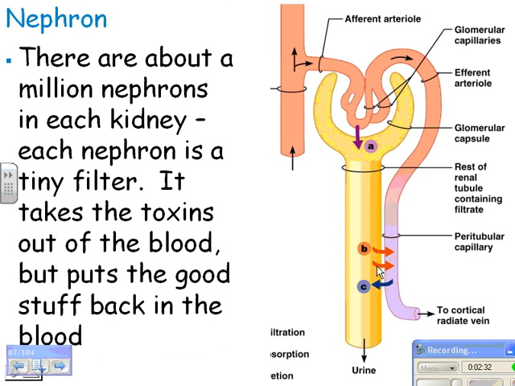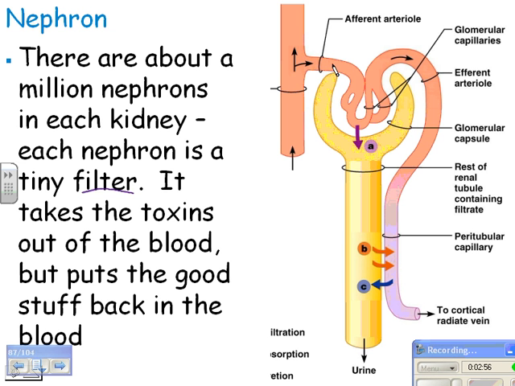So here's one of those millions of filters called a nephron. So there are about 1 million nephrons in each kidney. Each nephron is a tiny filter. So it takes the toxins out of the blood and puts the good stuff back into the blood. So this isn't just high to low concentration like we've seen in other units. There's energy put into making sure that the junk goes out in the pee and most of the good stuff stays in the blood. So here's what happens.